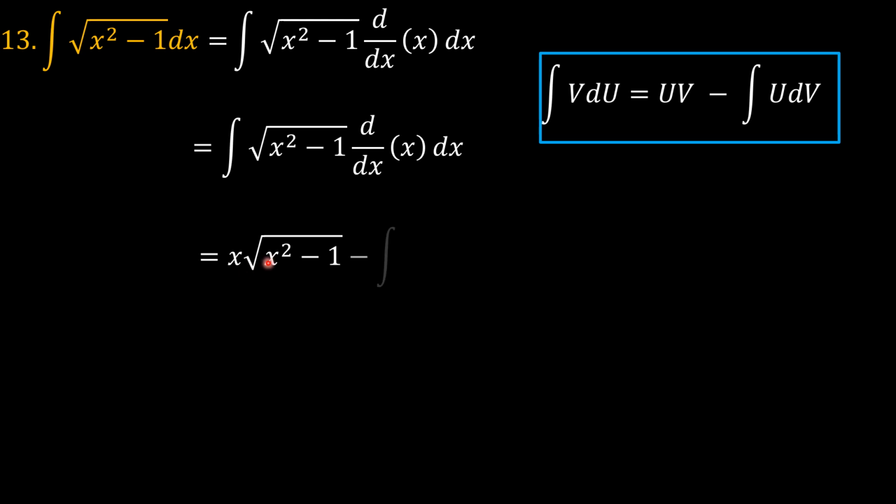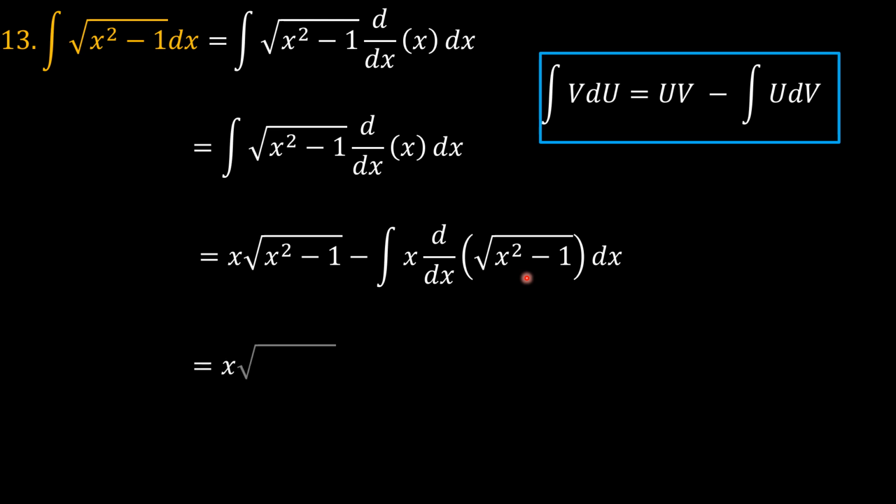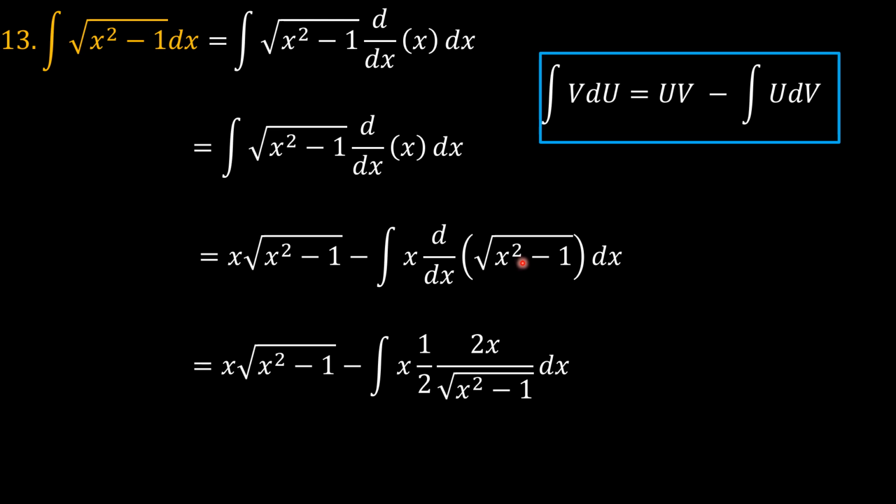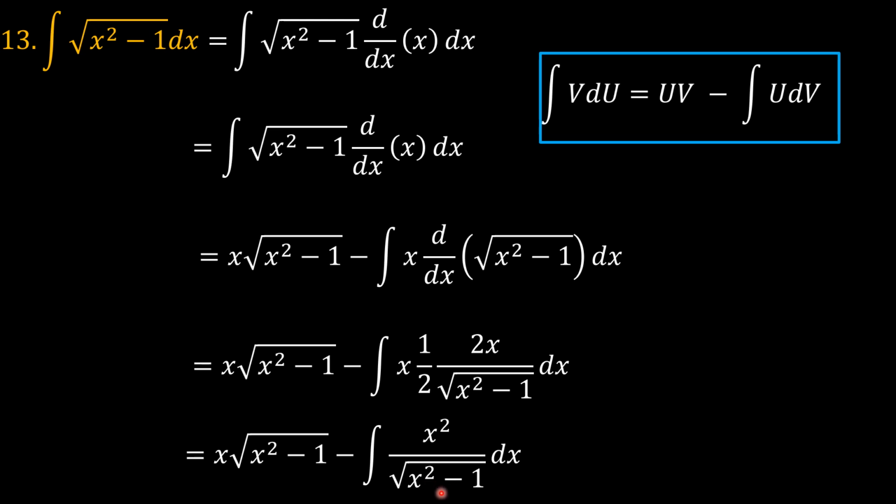uv is x times the square root of x squared minus 1, minus x times the derivative of the square root of x squared minus 1, which is the same as x times the square root of x squared minus 1 from here, minus the integral of x times a half, the derivative of whatever is under the square root sign becomes a half of 1 over the square root of x squared minus 1 times the derivative of x squared minus 1, which is 2x. So the 2's probably cancel, they do cancel out. And so we have x times the square root of x squared minus 1 minus the integral of x squared over the square root of x squared minus 1.